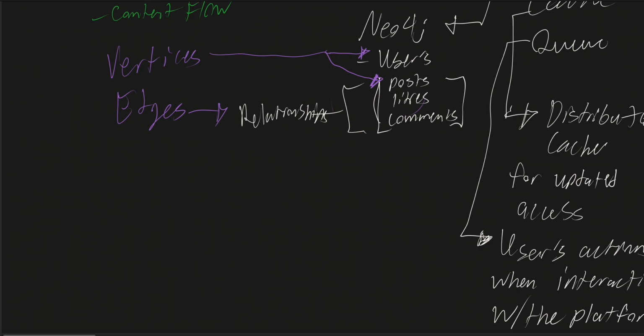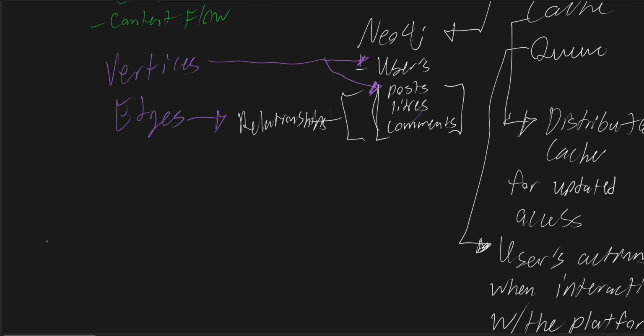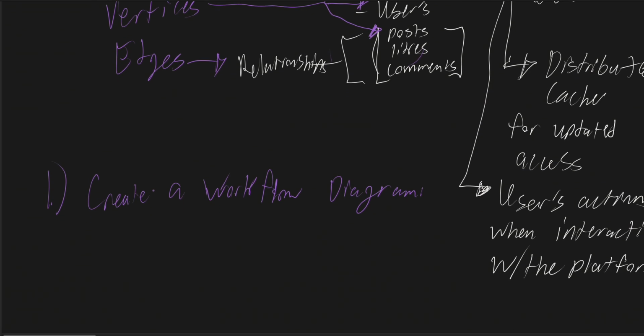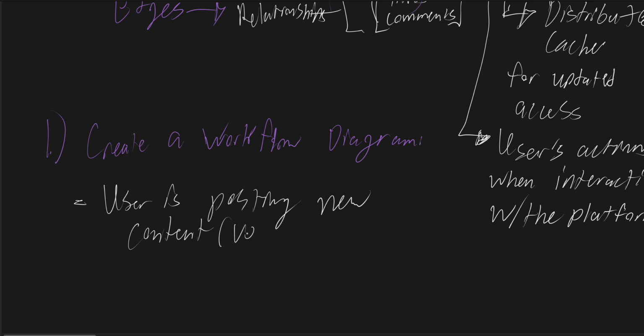So for step 2, the next step that we would need to understand is to create a workflow diagram. The workflow diagram would be as follows. When a user posts new content, the system employs a graph traversal. So when a user is posting new content, the content is considered the vertices, and the relationship of that content is considered the edges.